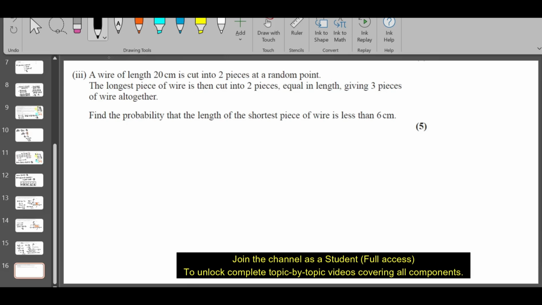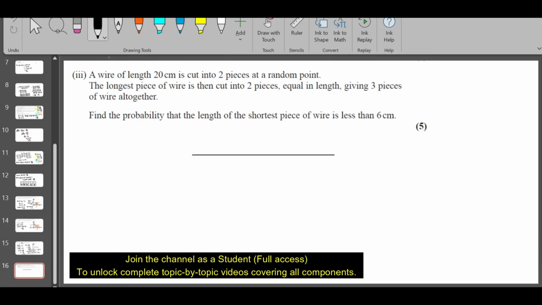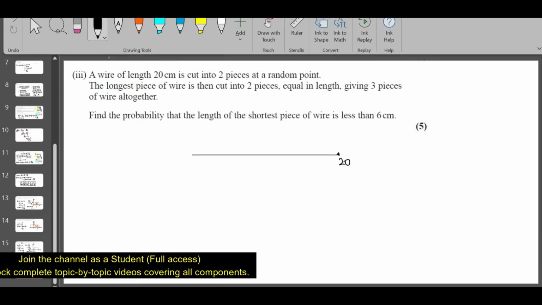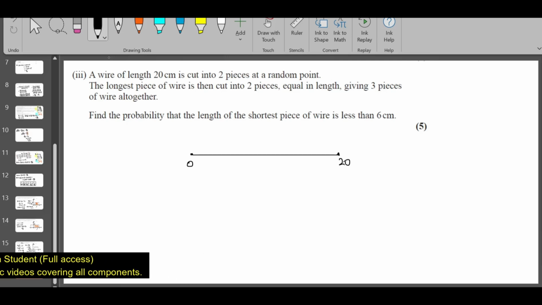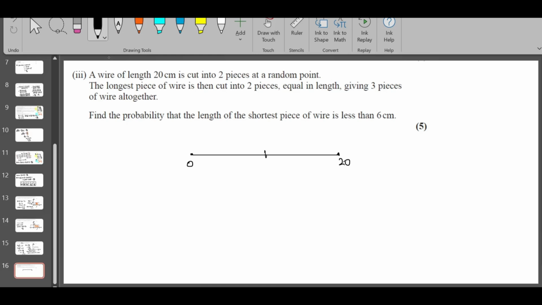Let's say you have a wire of length 20 cm. This is, let's say, 0. We are going to cut somewhere, okay? So let's say the middle point is 10. You cannot cut at 10 because you are going to get two equal halves. They want one shortest and one longest piece, because we are going to take the longest piece then cut it into two equal lengths again, right? So either you cut on the left hand side of 10 or on the right hand side of 10, right?